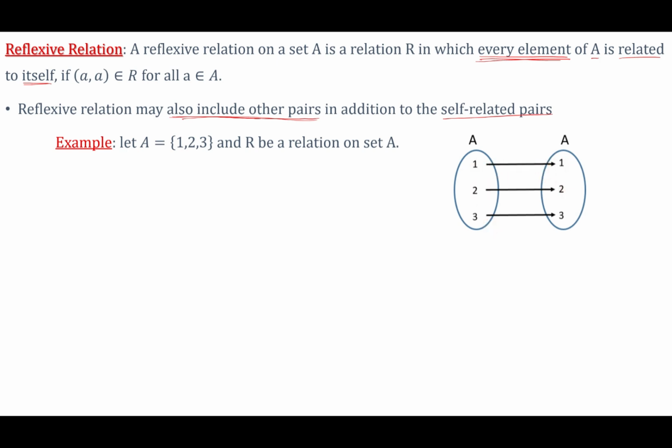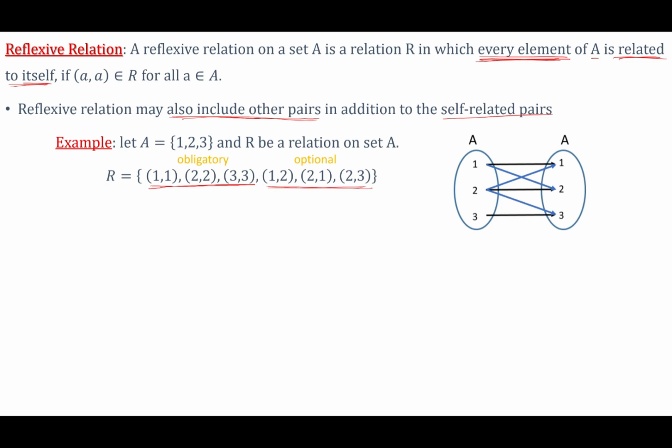But it may also have pairs like this. So in the relation R, this part is obligatory. That is why he said every element of set A must be related to itself. This part is obligatory. Obligatory means it is a must. But the rest of the part, the other connections, are optional. It could be, it could not be. Let us see an example. So it is a reflexive relation.